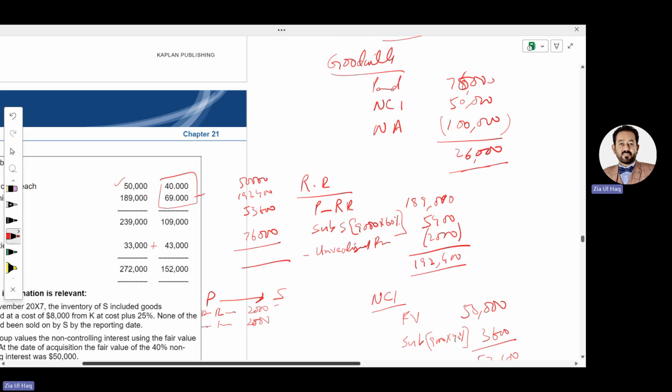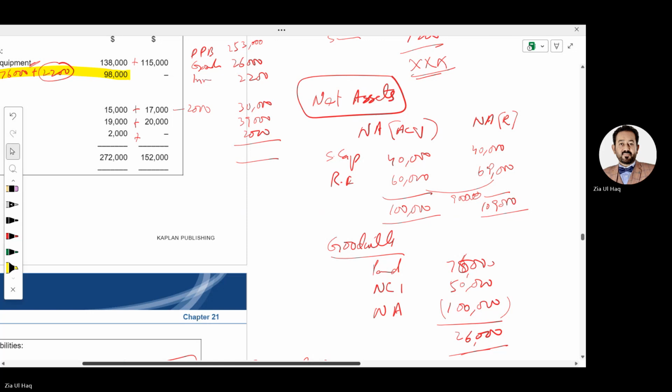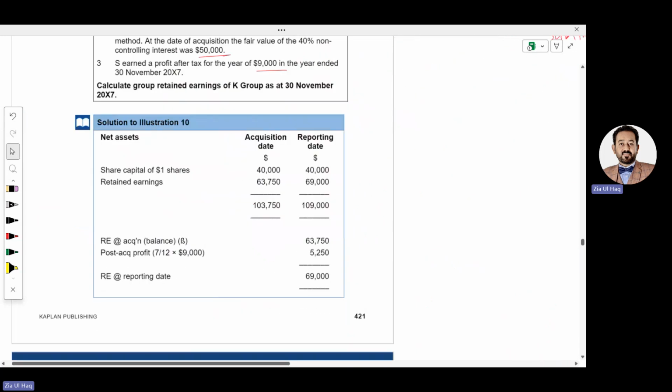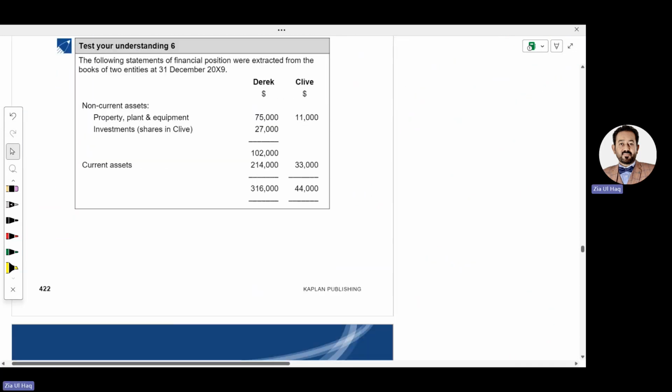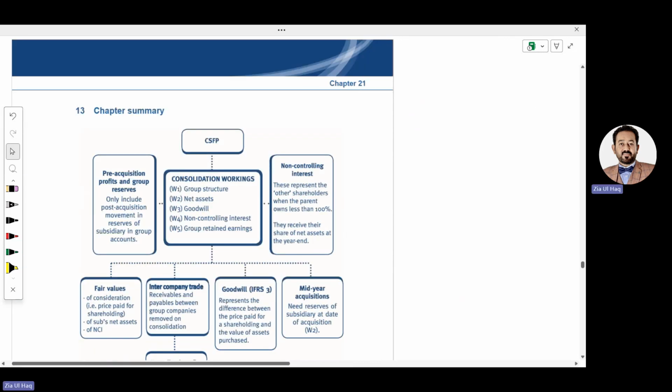So can you check the total for both sides? Does it agree? I hope this will agree. And this chapter has ended now. There is nothing left in this chapter. Completed.